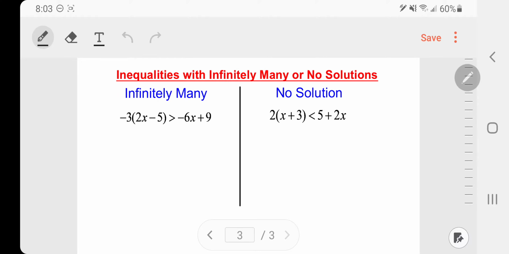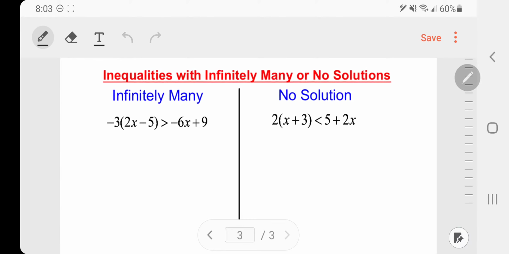Hey everyone. In today's examples, I want to talk about a couple of different possible solutions you could have when solving single variable inequalities, and that's infinitely many, in which case it's also called having all real numbers as your solution, or having no solution, which could also happen. Okay, so let's take a look at how these play out as we start to solve them.